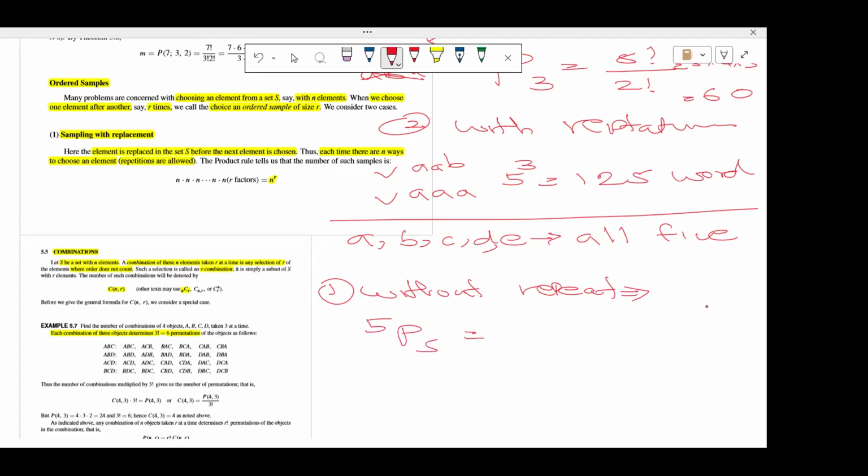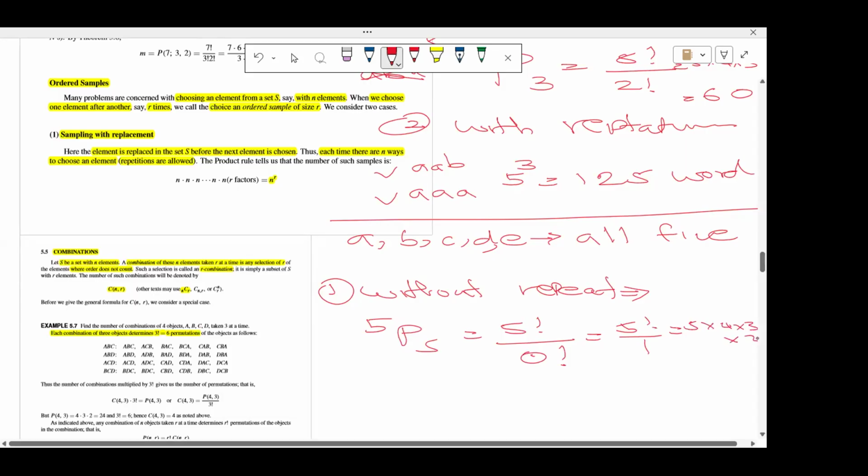5P5. So 5 factorial over (5 minus 5) factorial, which is 0 factorial, equal to 1. So 5 factorial is 5 into 4 into 3 into 2 into 1. Total 120 words we can generate, right? With repetition means 5 to the power 5 number of words we can generate. I think you are clear with these. These are the first two scenarios we discussed.